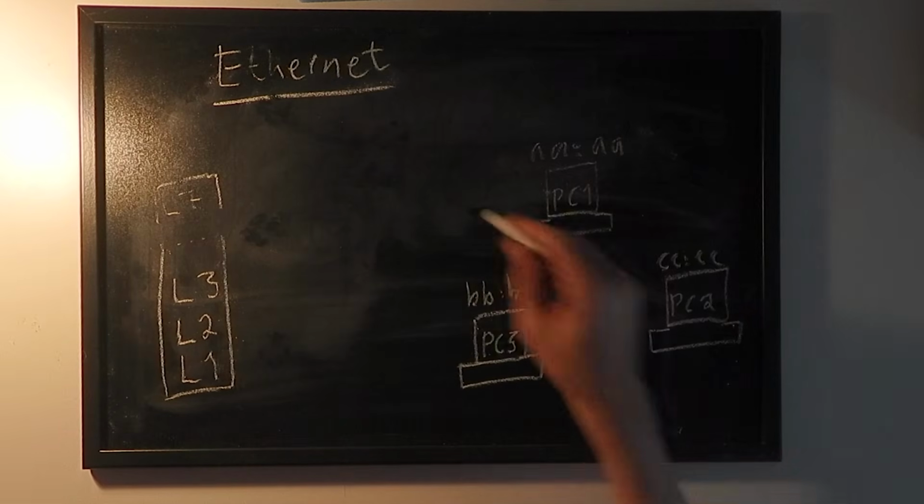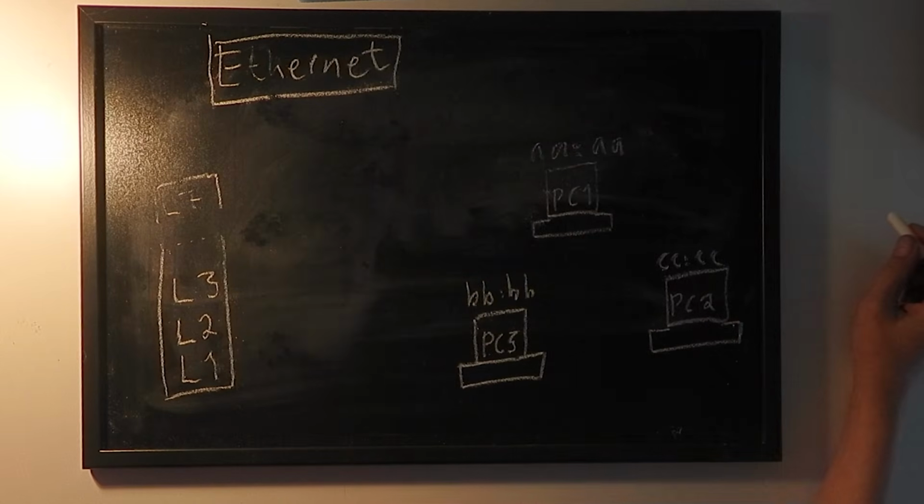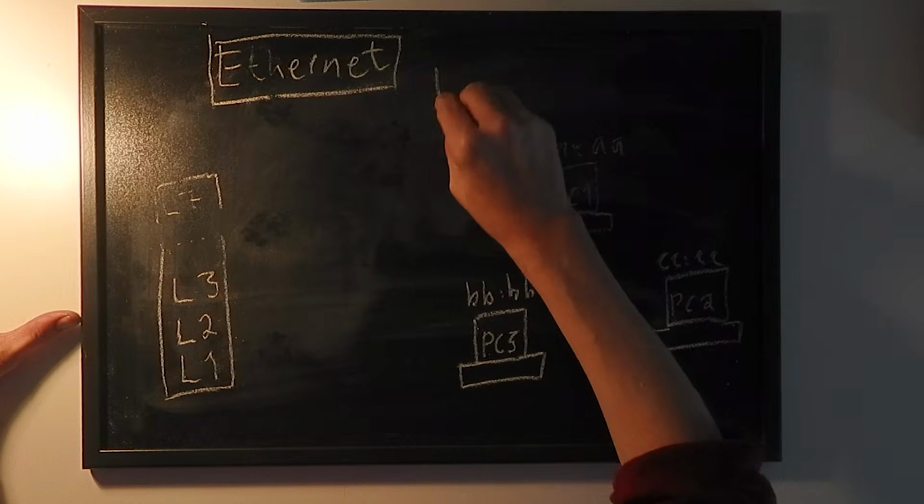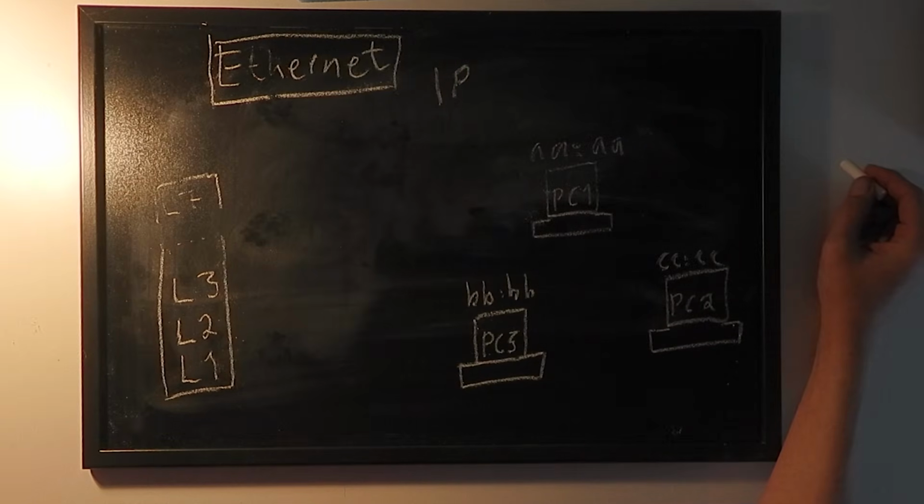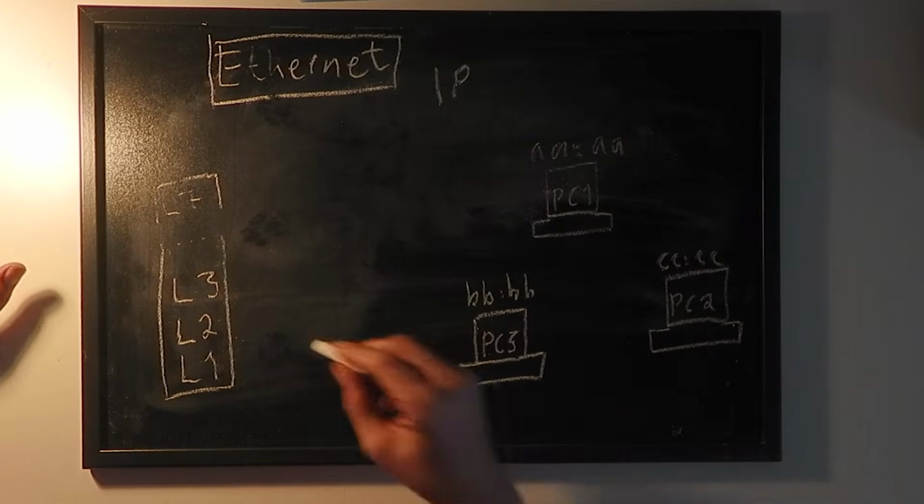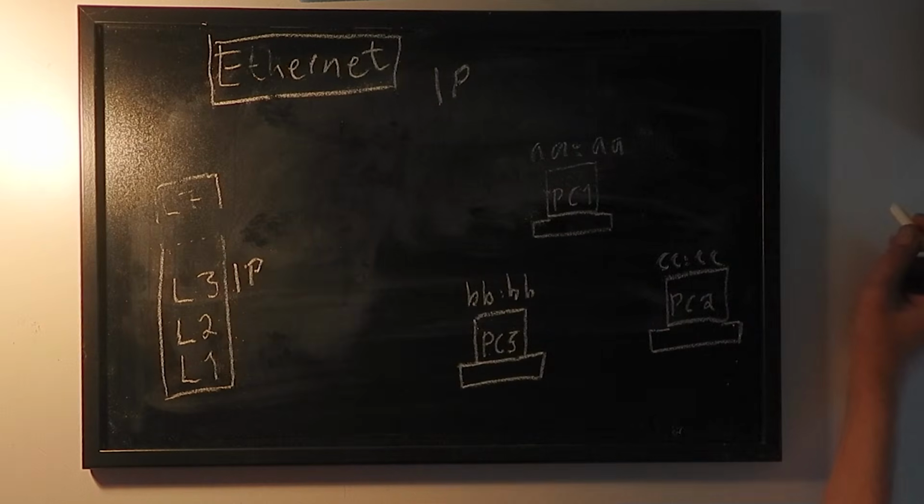So, today we're going to talk about Ethernet and how computers communicate on a local network. You have probably heard about IP, the Internet Protocol. But today we are going even lower level than IP, because IP is on level 3 or layer 3 of the OSI model.